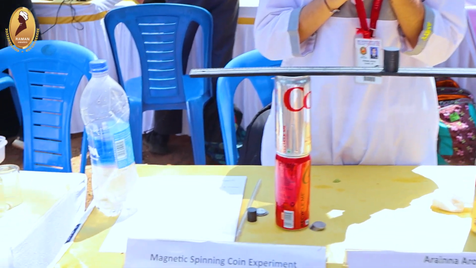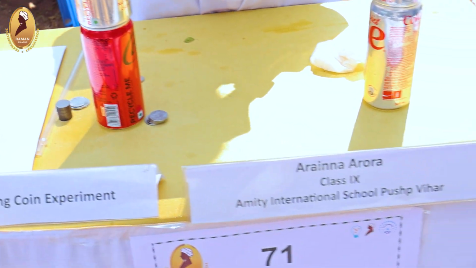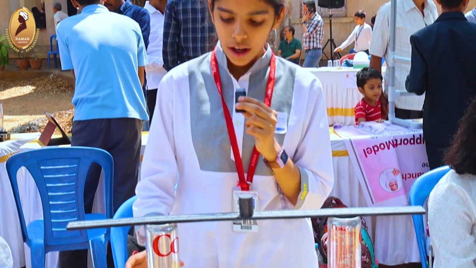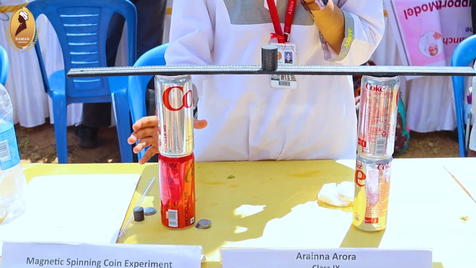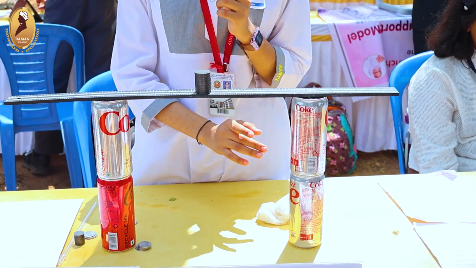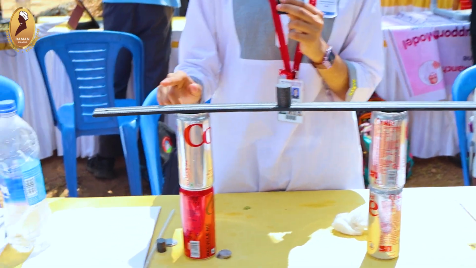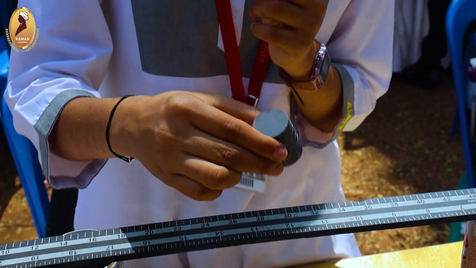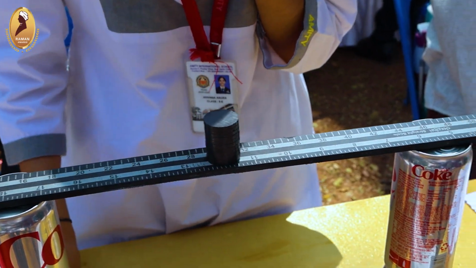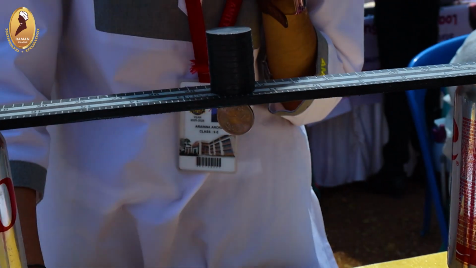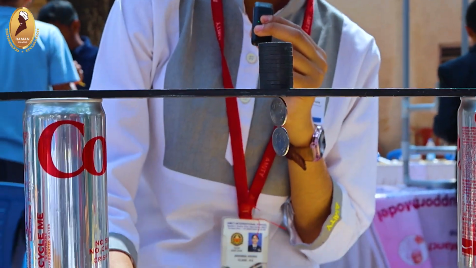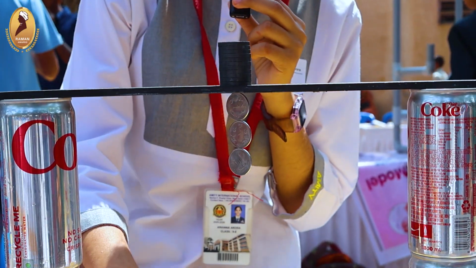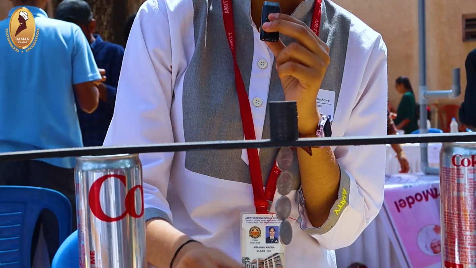So my experiment is a spinning magnetic coin experiment, in which I have made a bridge situation. On two sides I have 2 cans and on the other side I have 2 cans. On top of it is a bridge made of a roller, and on top of the roller I have placed a stack of magnets. Now below this I will place some coins in this way. We can place a minimum of 5 coins over here.